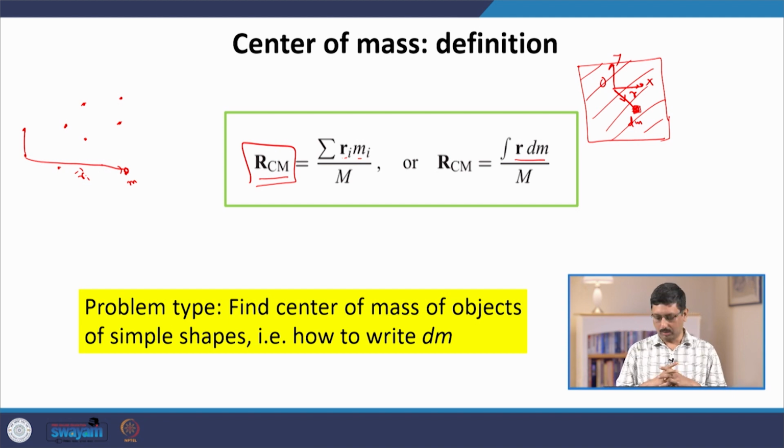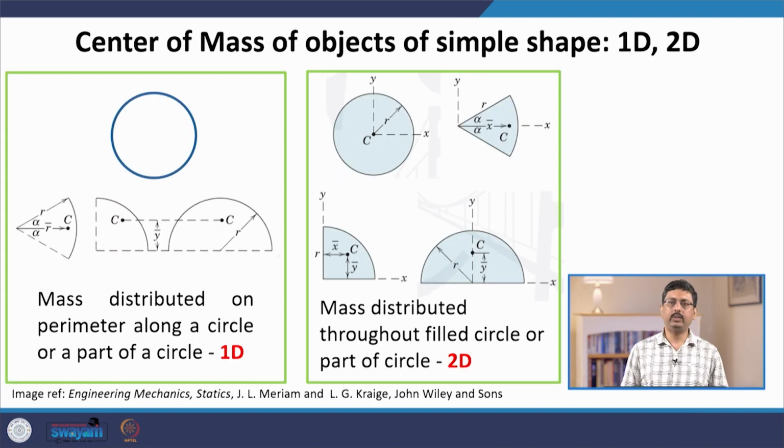Now, we are going to consider a problem of the following type. Given the shape of an object, find the center of mass position. And we shall see that the essential mathematical problem is how to describe a single mass element. So, we are going to do it in two steps. We are going to describe a single mass element dm, and then we do this integral to calculate the center of mass.